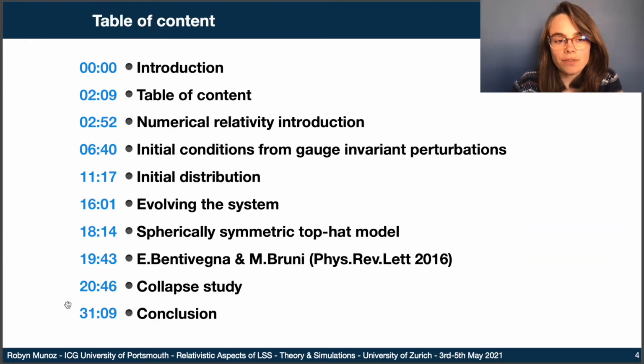But before going any further, let me introduce the structure of this video. Here you have on the left-hand side the timestamps of the different sections, and I will start with an introduction to numerical relativity. Then I will discuss the initial conditions and the initial distribution with the implications of that. Then I will present the linear evolution of this system. Then, to understand what we compare, I will briefly introduce the top-hat model in this article. The comparison and the study of the collapse will then be in this section, upon which I will conclude.